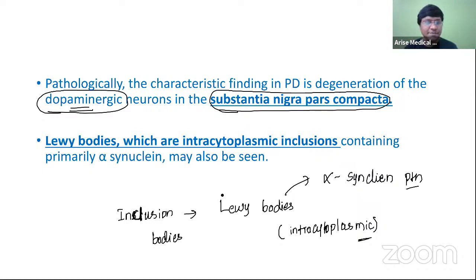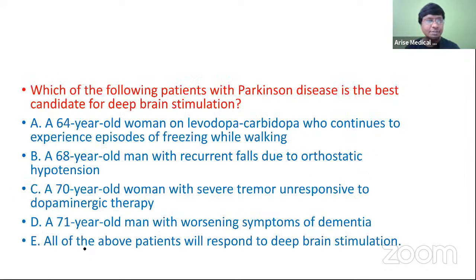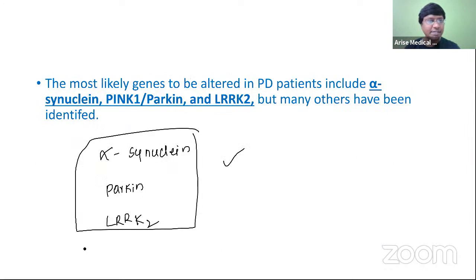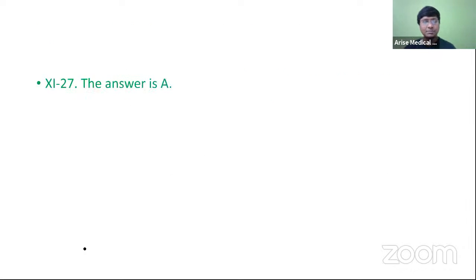Now, what is given in your options? Tau protein is given in your options. Now, where do you get this tau protein? The tau protein is present in Alzheimer's disease, but not in Parkinson's disease, right? Next, so that was completely about the question on Parkinsonism.